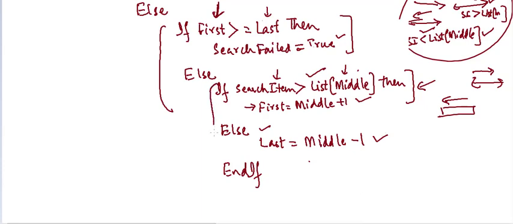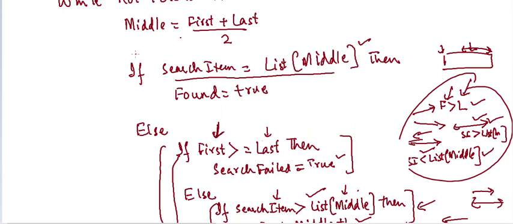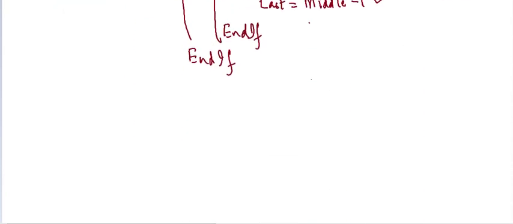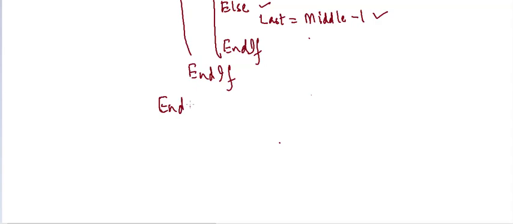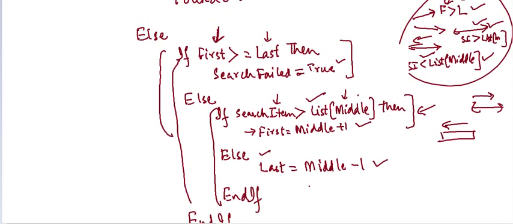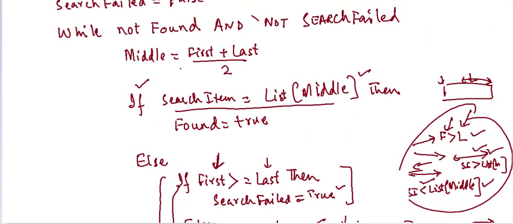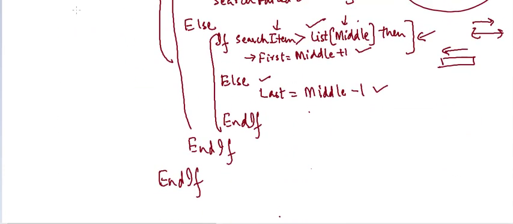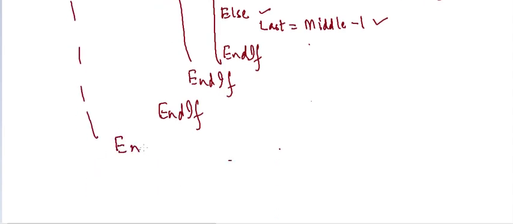So we have completed this, and there is going to be an end if corresponding to this. And finally we had this if also, so there is going to be another end if which is going to correspond to that. And this is where this loop is also going to end, so we are just going to write end while here.